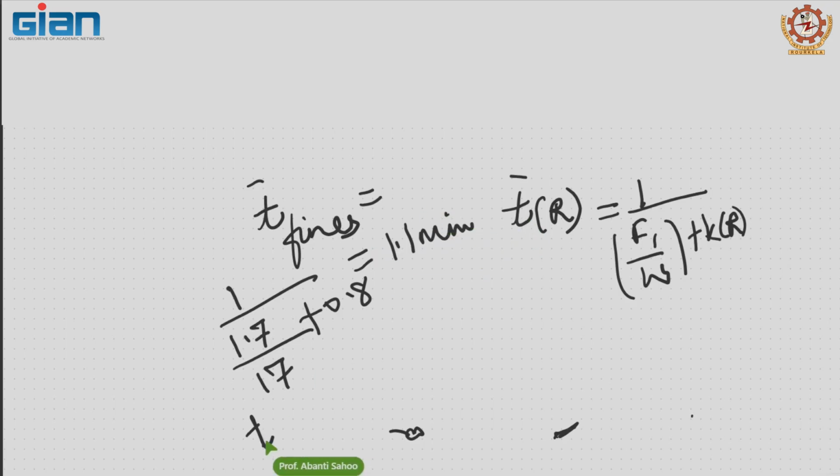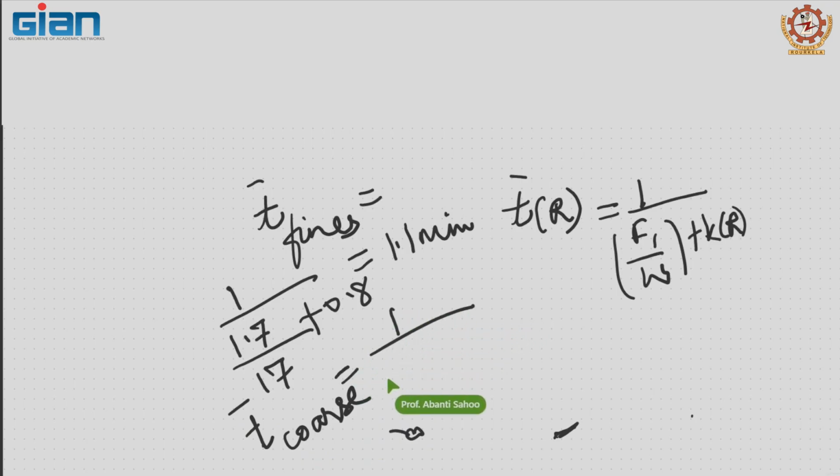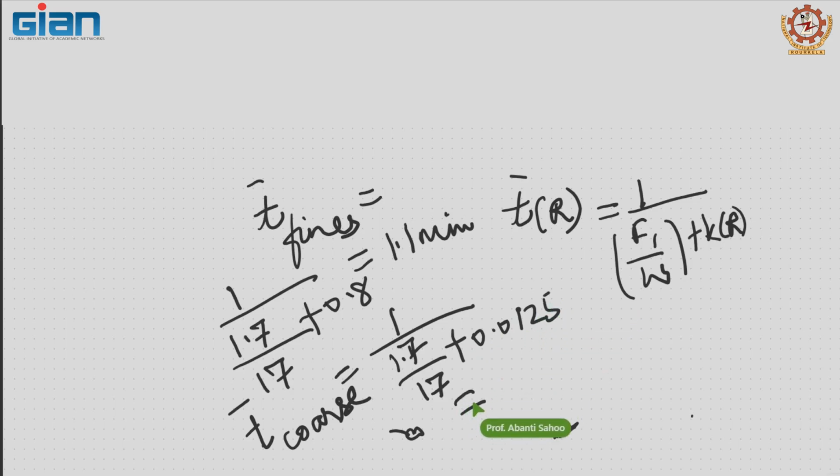Similarly, T of coarse is 1 by F1 by W, 1.7 by 17, plus K of coarse, which is 0.0125. So, this is coming 8.9 minute. Alright, we got the residence time for the coarse particles and the fine particles.